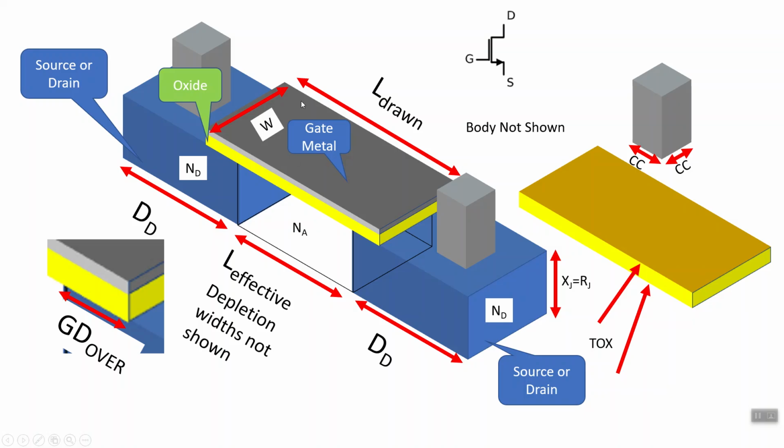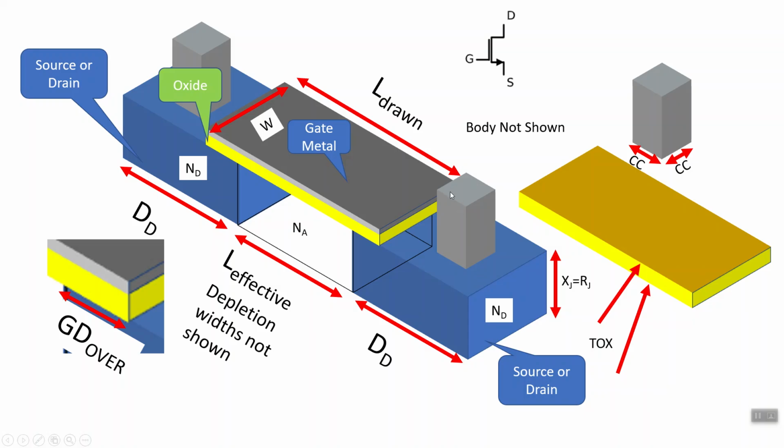Now, we'll draw a width and a length. From here to here is the drawn length, but by the time you're done processing, it creeps under the gate, and so there's an effective length. Not only that, you would also subtract out the depletion widths. So when they say a technology is 130 nanometers, they're usually talking about the effective length, not the as-drawn. Some other things: here are the contacts that the current comes in and out of.